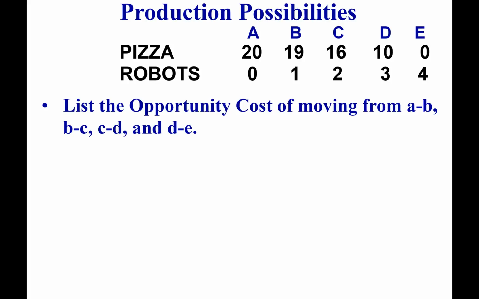So in this case, pizza and robots. Pizza obviously takes very different resources to produce than robots. So if I want to produce 1 robot, I give up 1 pizza. The cost is relatively low.